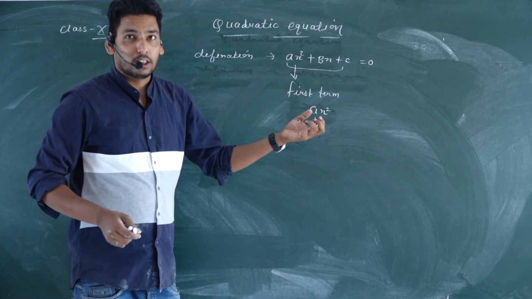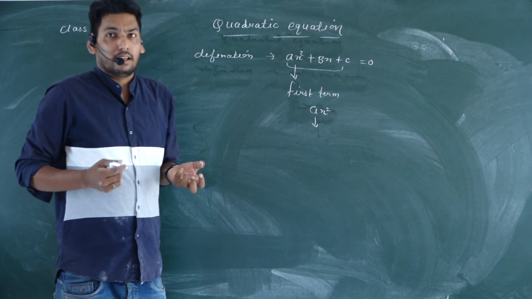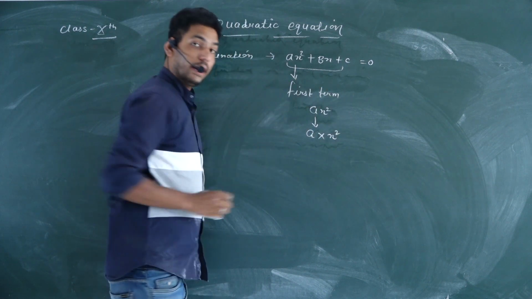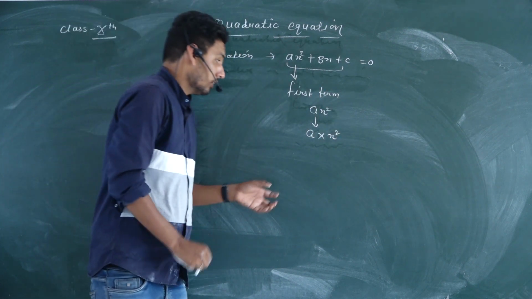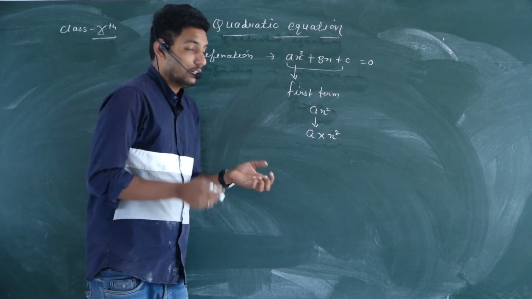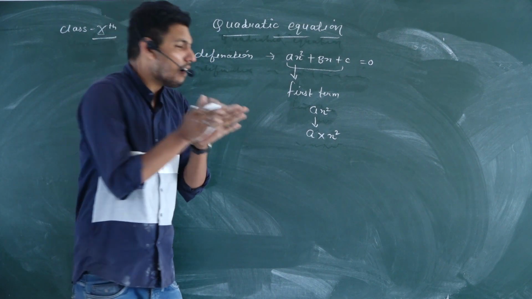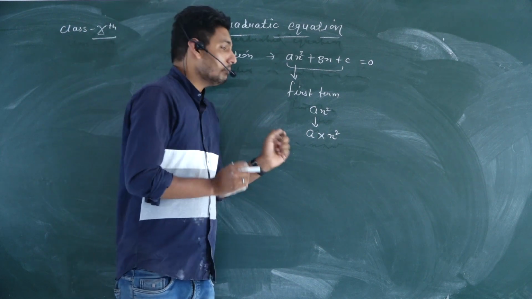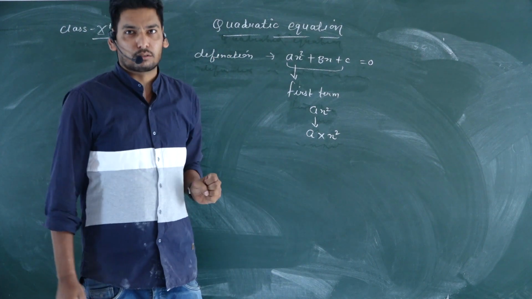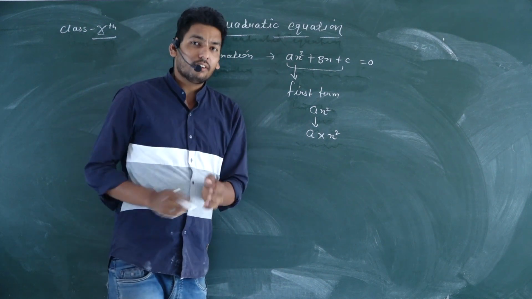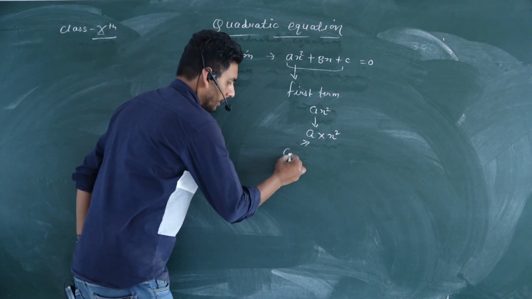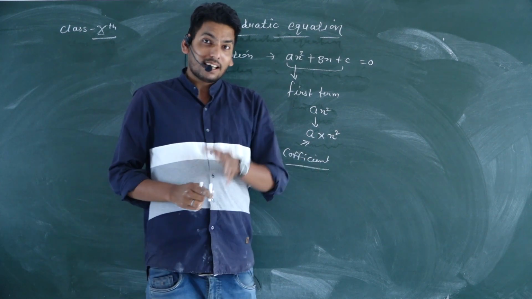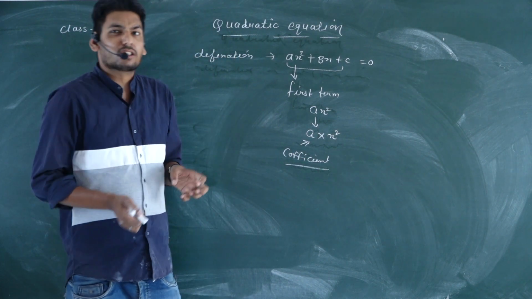How do we make this term? Students, how to make this term ax square? a into x square. What is a? Students, a is the multiple of x square. a is the multiple with the x square. That means a is the coefficient of x square. a is the coefficient. Coefficient means it is multiplied with any variable, and that is called the coefficient.